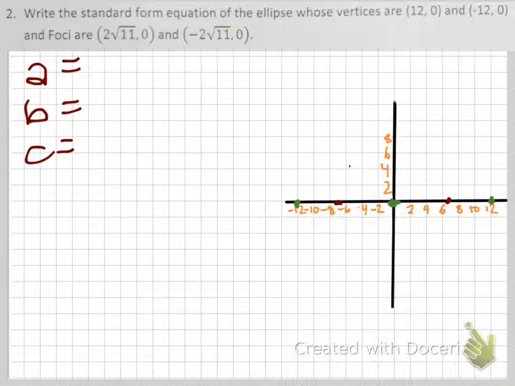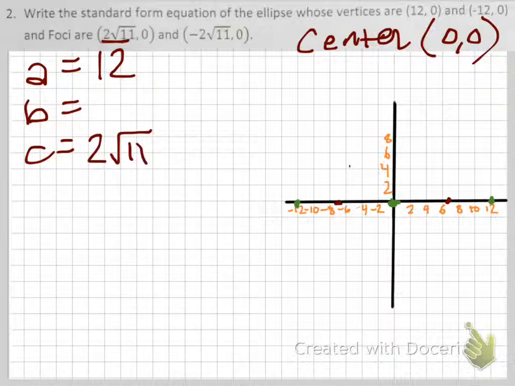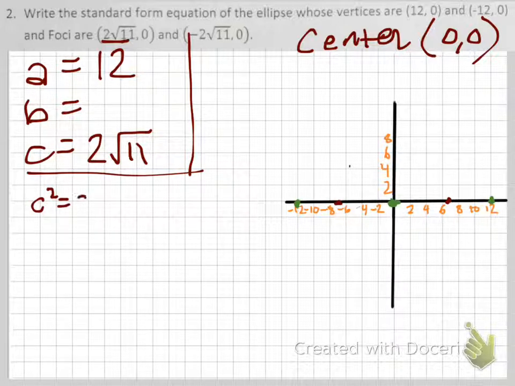We know our center is at 0, 0. Okay, if the vertices are 24 units apart, half of that is 12, that's our A value. Our B value we don't know yet, but we know our C comes from our focus points, and they're 2 root 11 apart from the center, excuse me. So if we want to find B, then we can do C squared is A squared minus B squared.